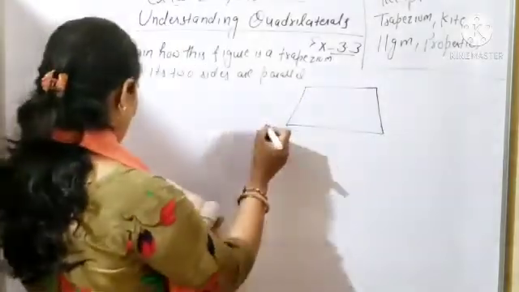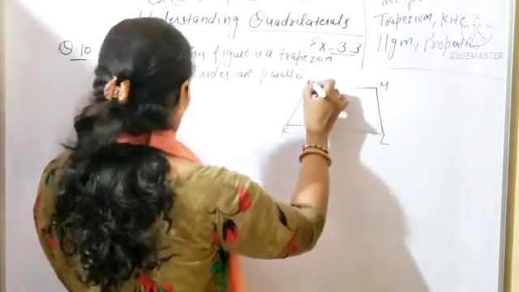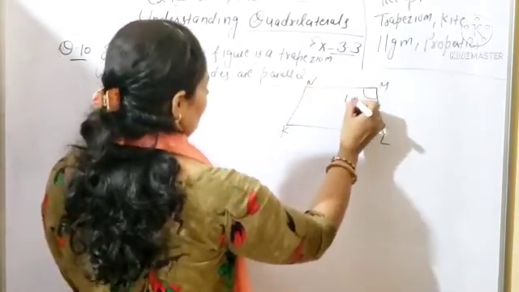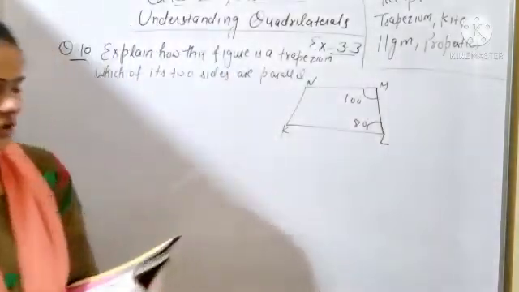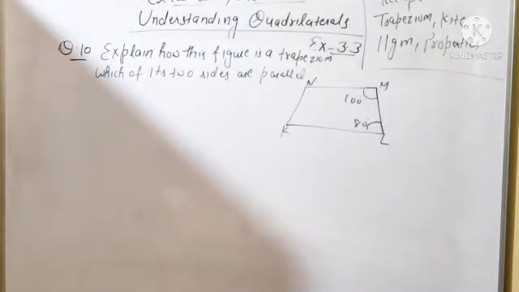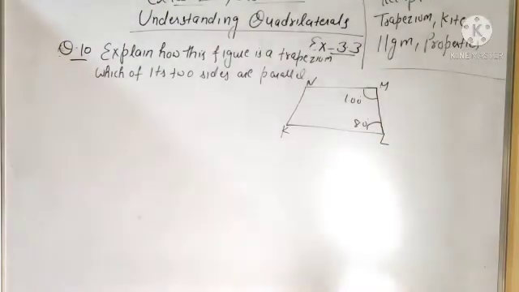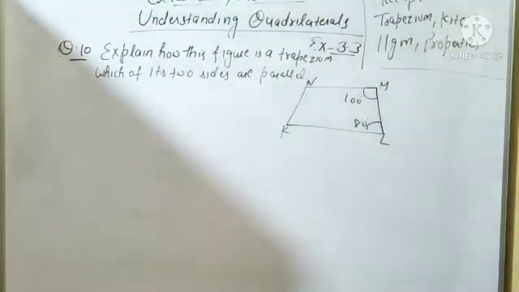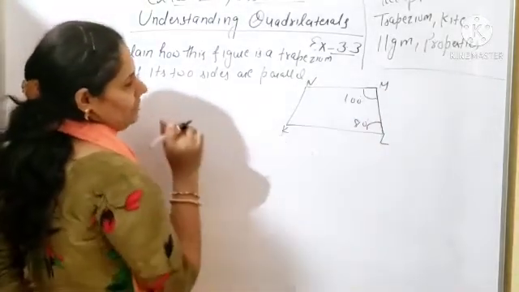Clear? So you can write, it is given K, L, M, N. This one angle is 100 degree and this one angle is 80 degree. Clear? So in question number 10, what is given? Explain how this figure is a trapezium and which of its two sides are parallel. So first you can see in this trapezium K, L, M, N. What is given? K, L, M, N is a trapezium.